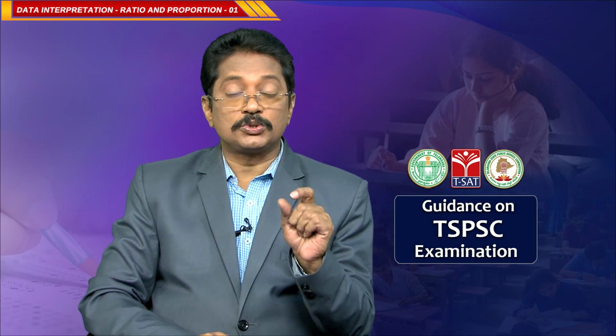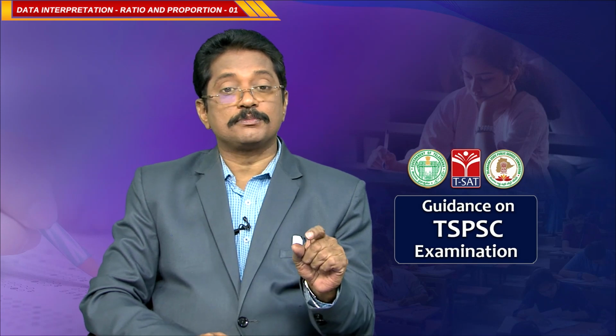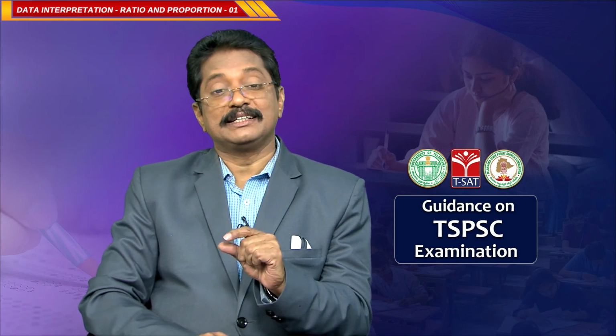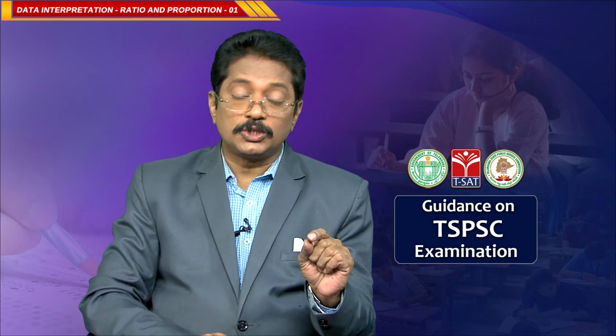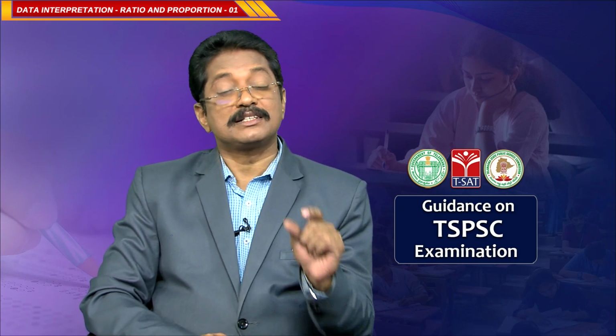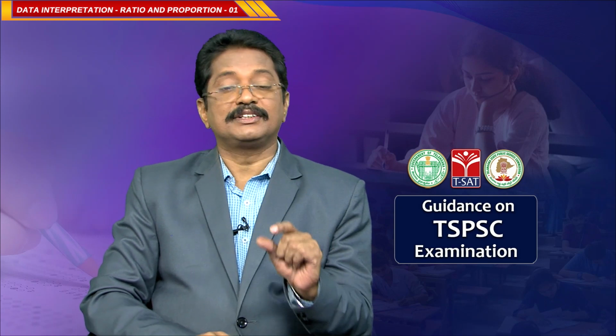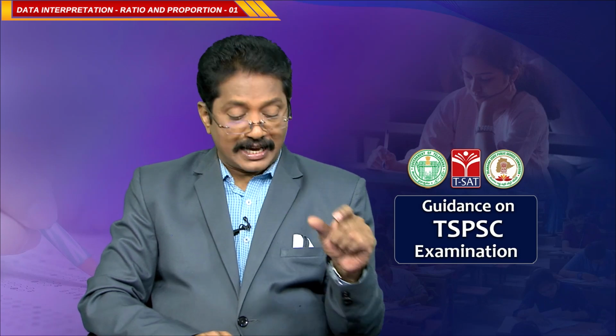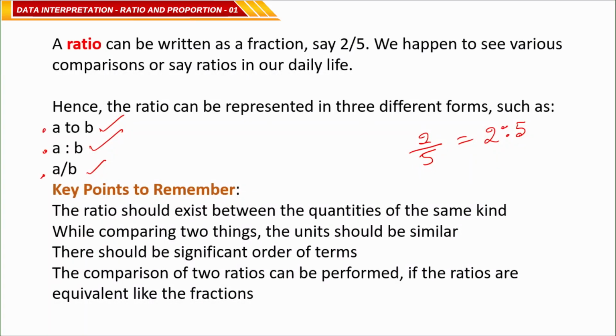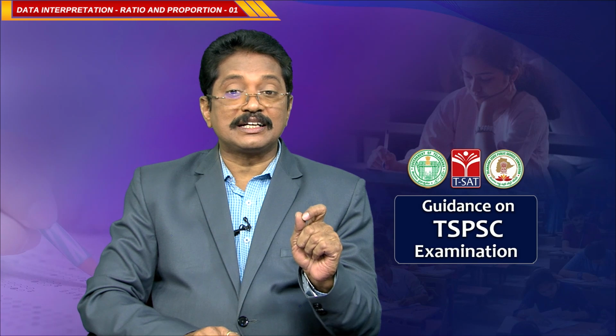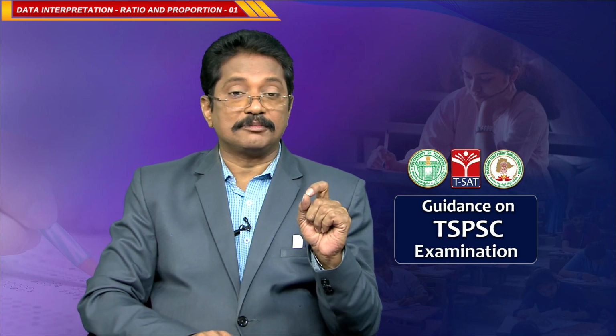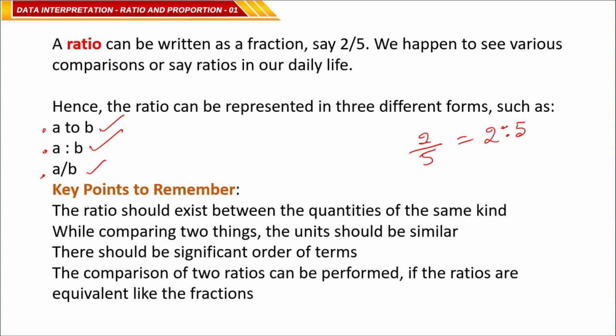It's clear? Both should be of the same kind, like 2 kilograms and 75 milligrams. You can compare these two, because 2 kilograms and 75 milligrams both represent the mass or weight of the object. So, quantities should be of the same kind, that is the first one, and there should be significant order of terms. This is also very, very important, and the comparison of two ratios is performed if the ratios are equivalent like fractions. So, both should be equivalent like fractions.